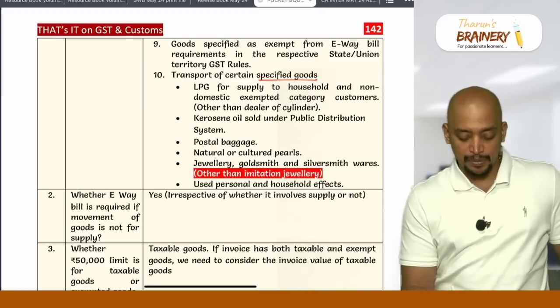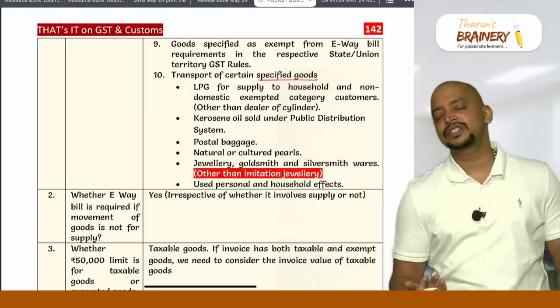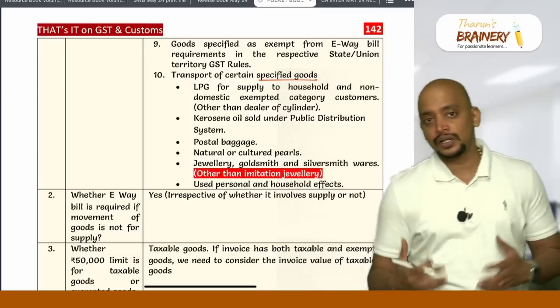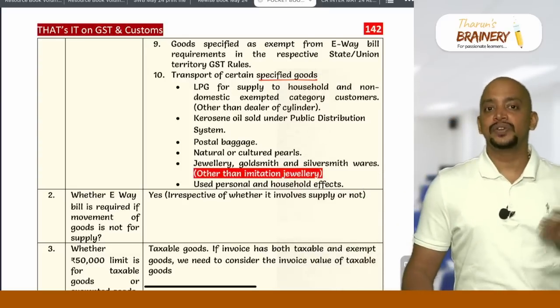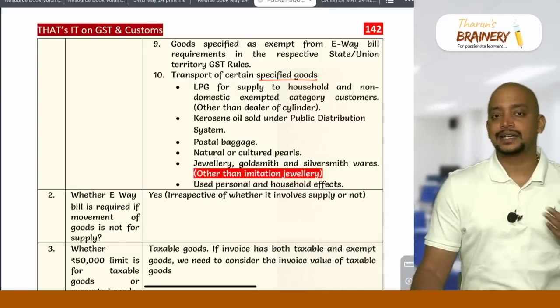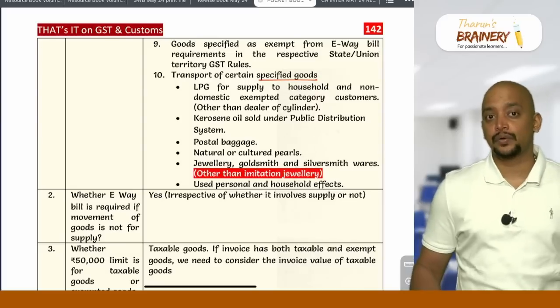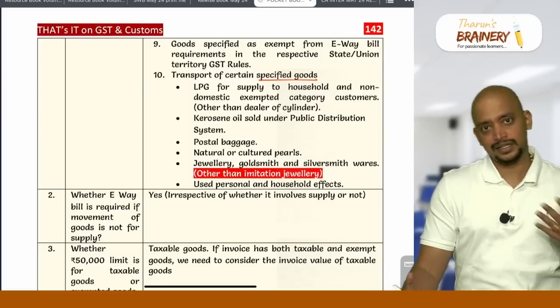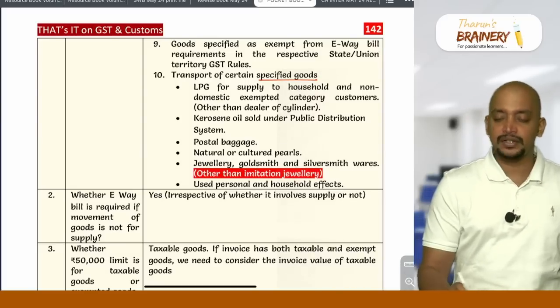Kerosene oil sold under the public distribution system, then postal baggage, and then natural or cultured pearls or any jewelry or silver or precious articles do not require an e-way bill. But imitation jewelry is not jewelry, and that requires an e-way bill. And used personal and household effects.